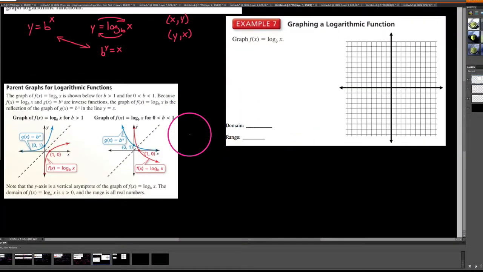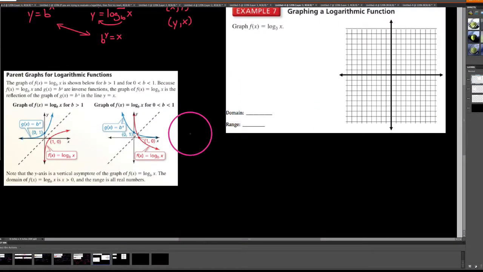So with respect to the parent function for logarithmic graphs, let's just go ahead and talk about the basic characteristics that we want to see. It says that the graph of y equals log base b of x is shown below for both a base bigger than 1, which would have meant growth in an exponential sense, or a base that's a proper fraction, which would have meant decay.